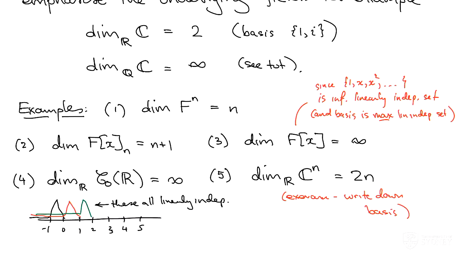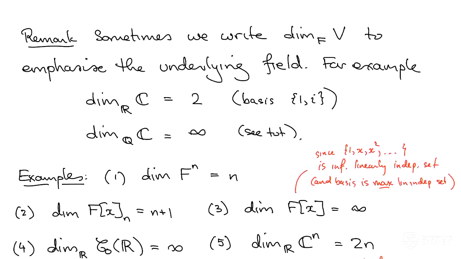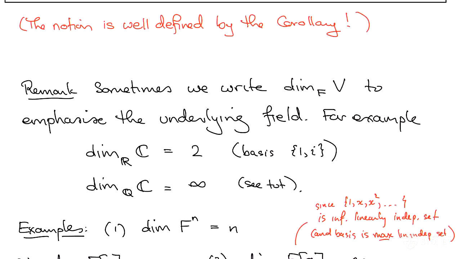Is it to show that it's the field of the vector space? Which part do you mean? In 4 and 5 we have dimension R. Oh yeah, sorry, that's up the top of the screen there. Let's slide down there. So we sometimes write dim F V to emphasize what the underlying field is.